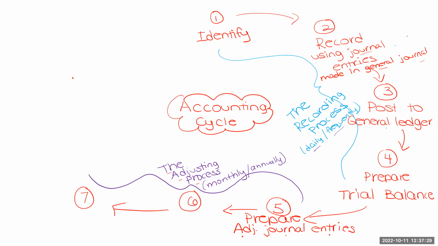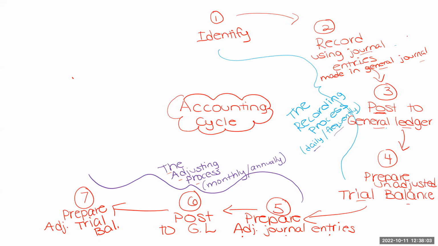After we prepare entries, just like before, you always post after journalizing. So we are going to post those adjusting journal entries to our general ledger. Just like before, whenever you post, the next step is to prepare a trial balance. This time, it's an adjusted trial balance. So the trial balance we prepared before was actually an unadjusted trial balance, okay, because it's prepared before the adjusting process.